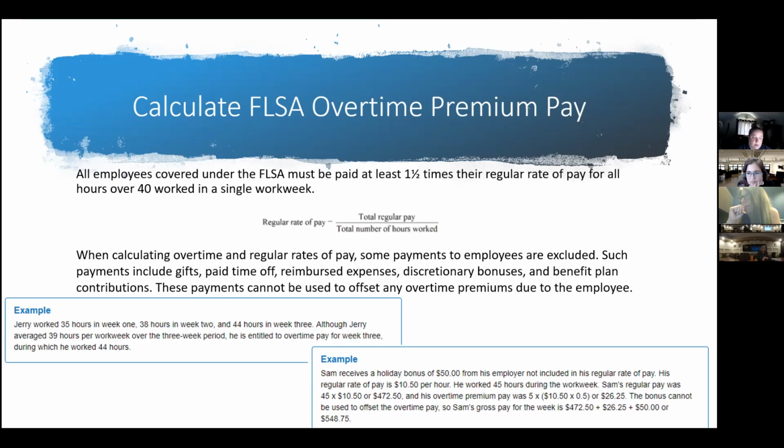His regular rate of pay was $10.50 per hour. He worked 45 hours during the work week. So his regular pay was $472.50. His overtime premium pay is going to be $10.50 times 0.5. So we're finding that overtime premium, which is $5.25. And then we're multiplying by 5 to get $26.25 in overtime premium that he is owed.